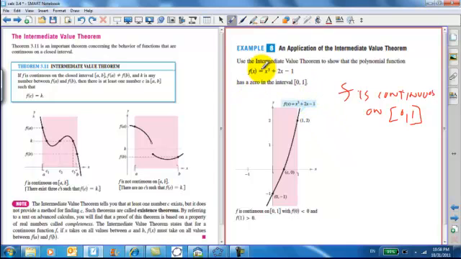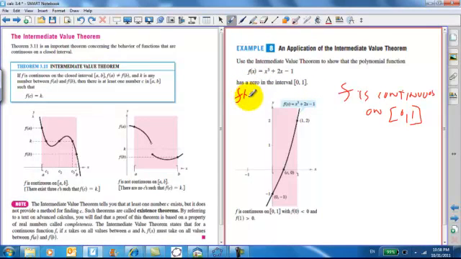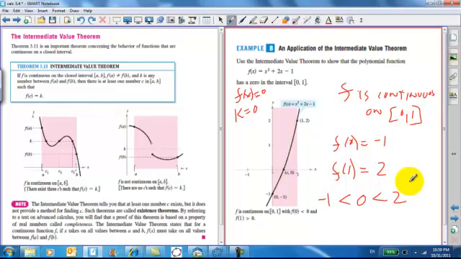Now, what we have to do is look at the value. We want to show that there is a 0. A 0 means that f of x is equal to 0. So our k is equal to 0. We have to show that k is an intermediate value between f of a and f of b. So we have to look at f of 0, and that's equal to -1. We have to look at f of 1, and that's equal to 2. 0 is between -1 and 2. So those are the conditions. It's continuous. f of a is not equal to f of b, and our value k is between f of a and f of b.